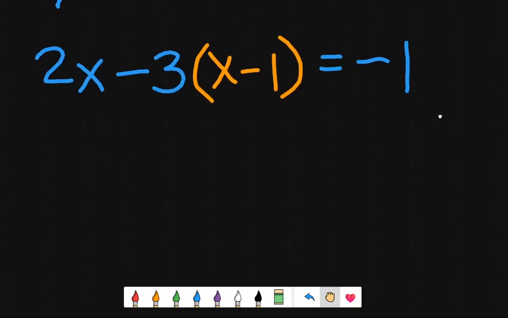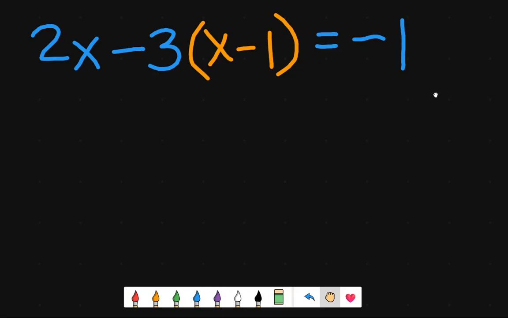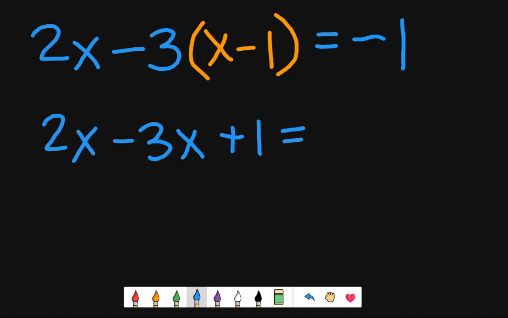All right, now we can go ahead and solve here. Using the distributive property first, -3 times x is going to give us -3x. And -3 times -1 is a +3. And that's going to be equal to -1. All right, now we'll take 2x minus 3x. 2 minus 3 gives us -x, or -1x. And -1x plus 1 is equal to -1.